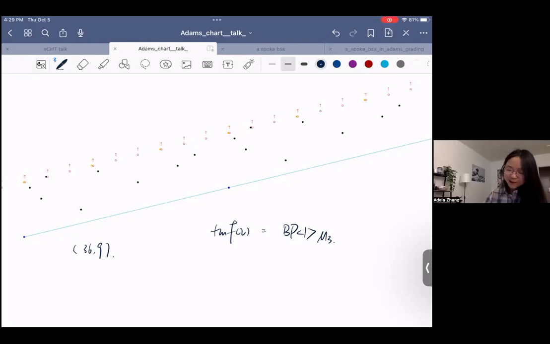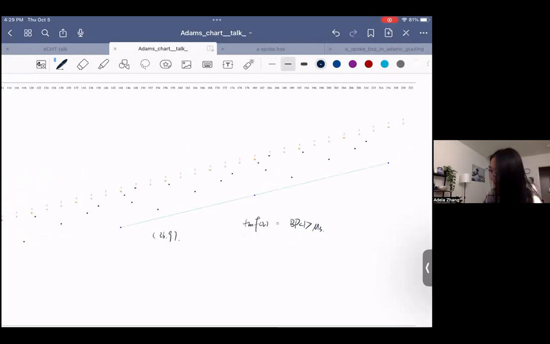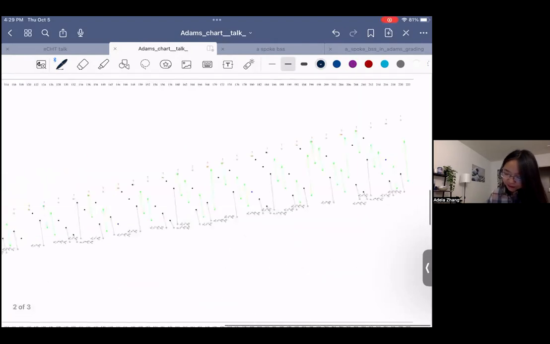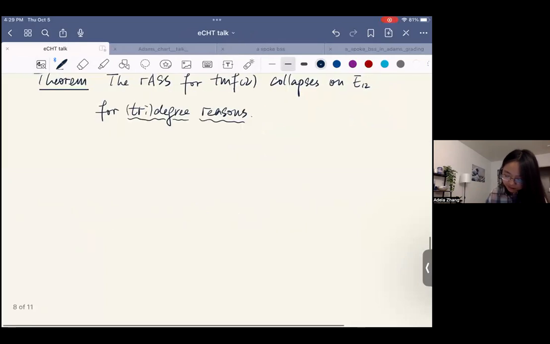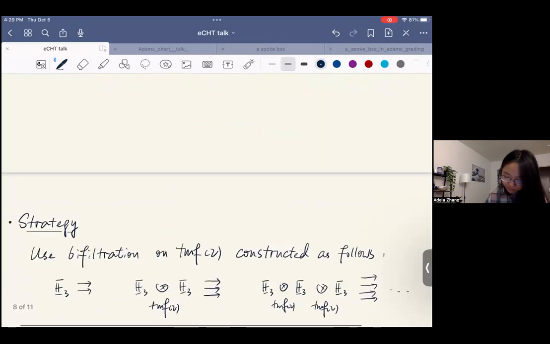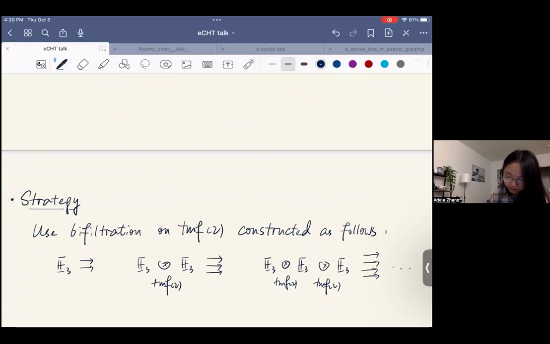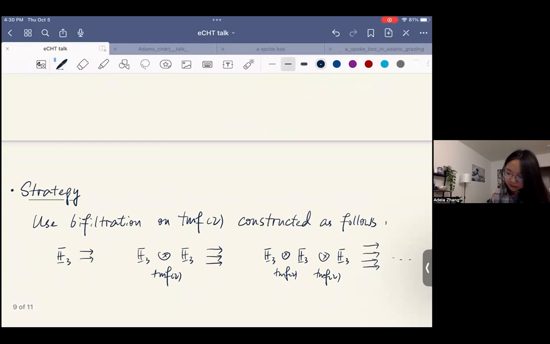Okay. So now hopefully I've convinced you that there's something interesting going on. So now let's see what's the strategy here. How do we deduce all these green differentials and gray differentials, higher differentials, without using any topological methods? The strategy is that we're using a bifiltration. So we construct a bifiltration on TMF2 as follows. This is the usual descent diagram along TMF2 mapping to F3. What we're first going to do is take the level-wise Whitehead filtration. We apply the level-wise Whitehead tower to this co-simplicial diagram.